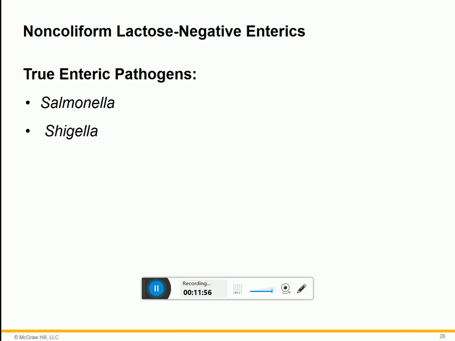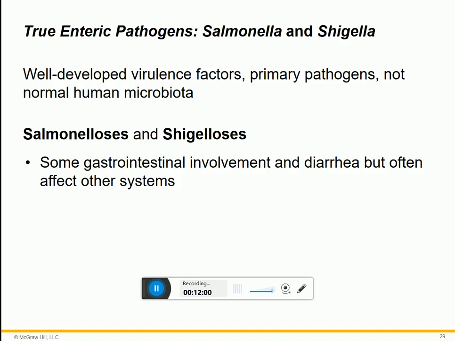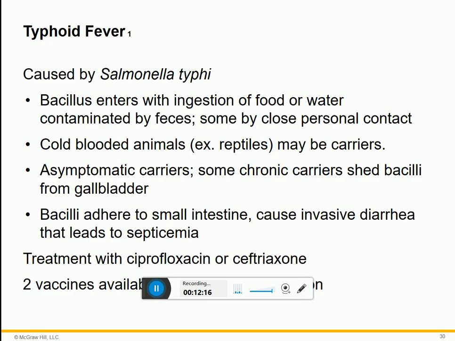They are true pathogens because they aren't part of the microbiome. Okay, so let's talk about if we get infections by these, they will lead to diseases, diarrhea. Most of the time, though, there are other symptoms with the diarrhea. So let's take a look at Salmonella first.